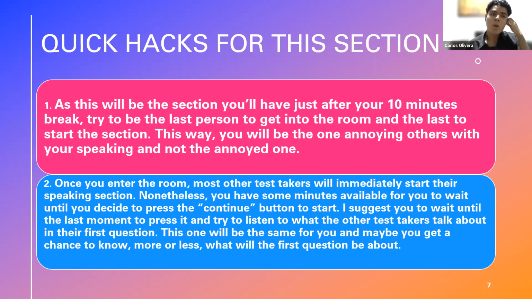So you are going to be the only one speaking in the entire room. And additionally, you are going to be the one annoying others, because the others are going to be writing down their essays for the writing section, because after the speaking section, the writing section comes immediately. So you just continue with the writing section. So the others are writing and you're speaking, the only one in the room.